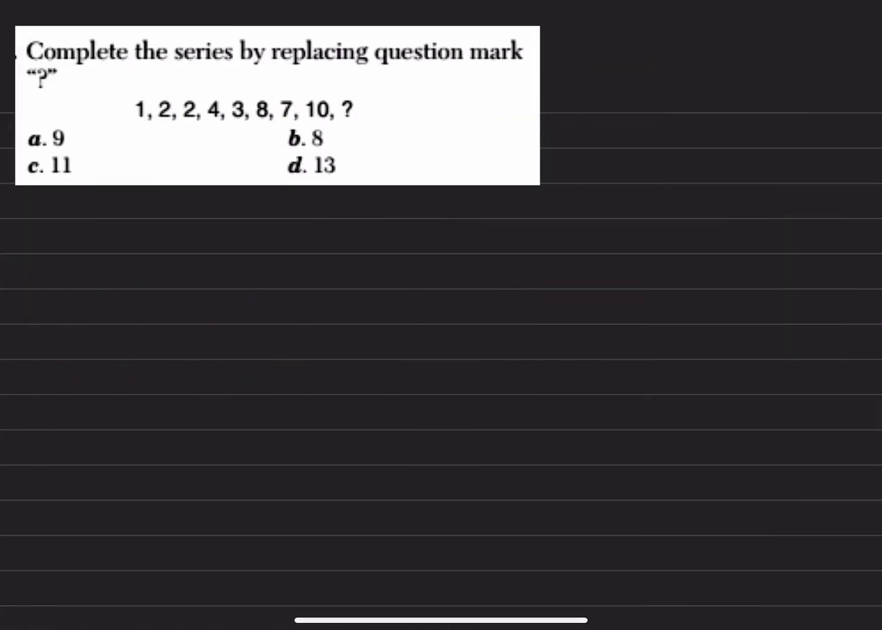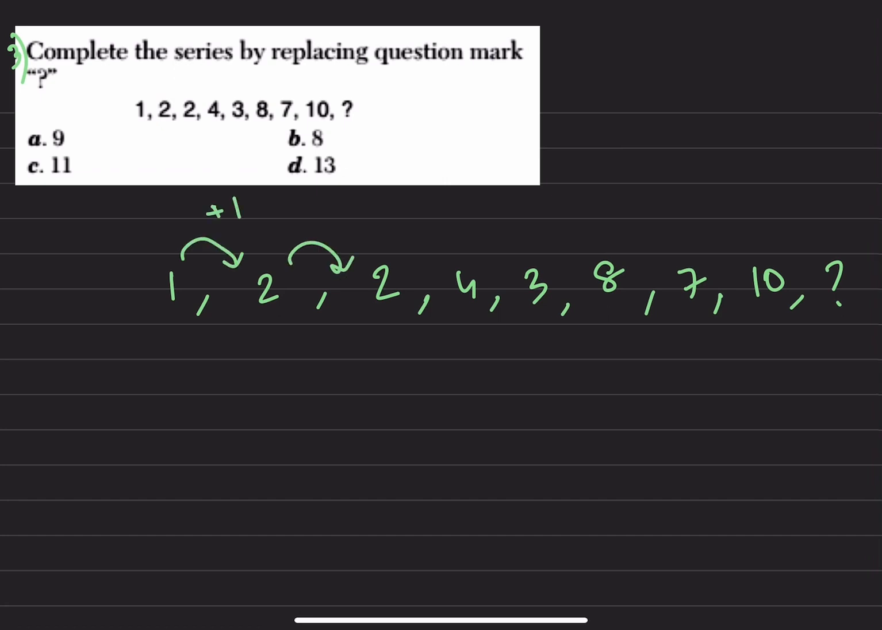So this is the third question. Complete the series by replacing the question mark. So this is the series. Let's just note it down over here: 1, 2, 2, 4, 3, 8, 7, 10, question mark. At first glance, I'm not seeing much of a pattern over here, right? If you add 1, you get it, but if you add 0, you get 2 again, and then add 2 or multiply with 2 and subtract 1. This doesn't make any sense, right?